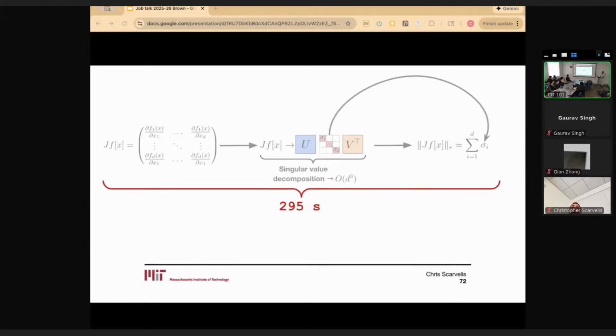Now, on a small problem involving 64 by 64 images, this might take in the ballpark of 300 seconds on GPU. And you're going to incur this cost every single time you have to compute a Jacobian nuclear norm. That's not great. And so we're going to see how much better we can do using our result.